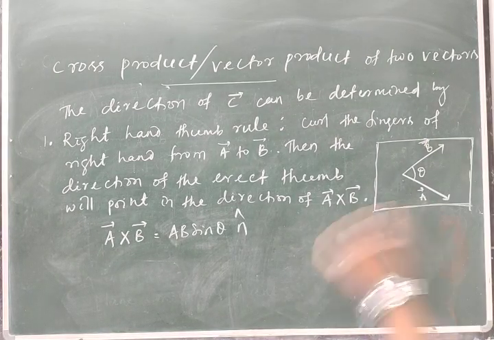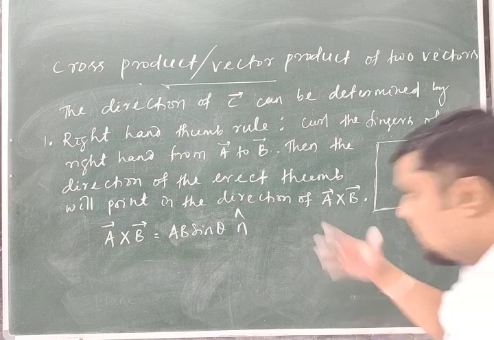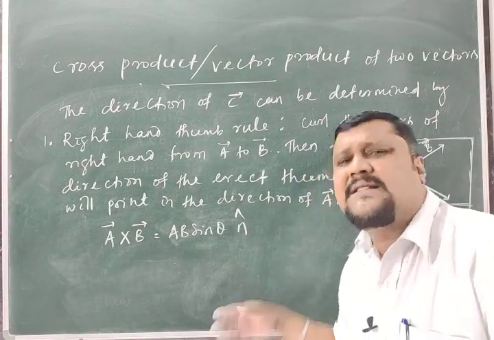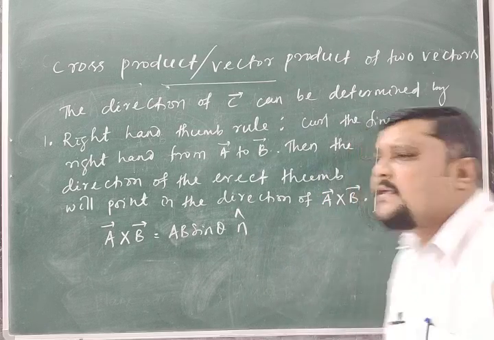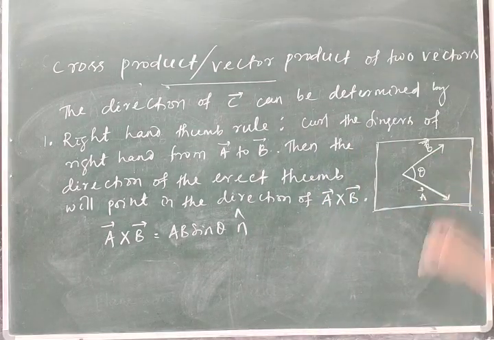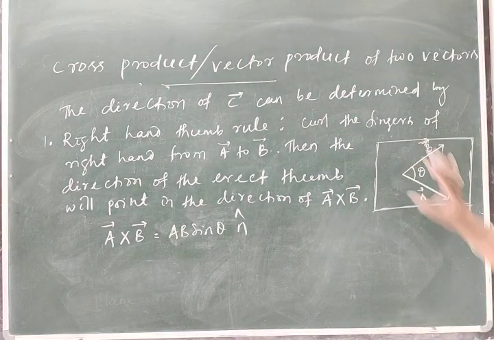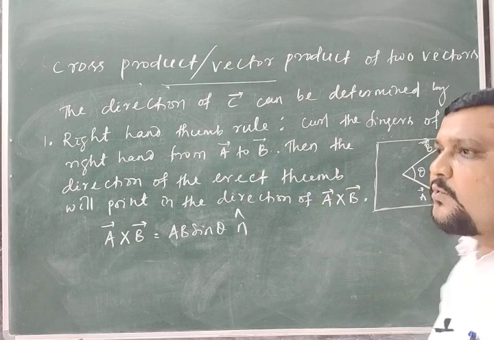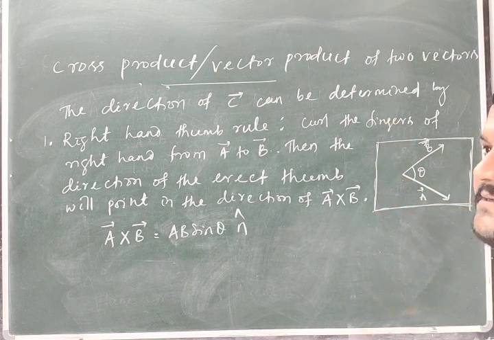So C is a vector, and along the direction of C is your n cap. So we can say the C vector and the n cap direction are both the same. The C vector is perpendicular to this plane, and whether it is upward or downward, we use the right hand thumb rule. So we curl the fingers of the right hand.